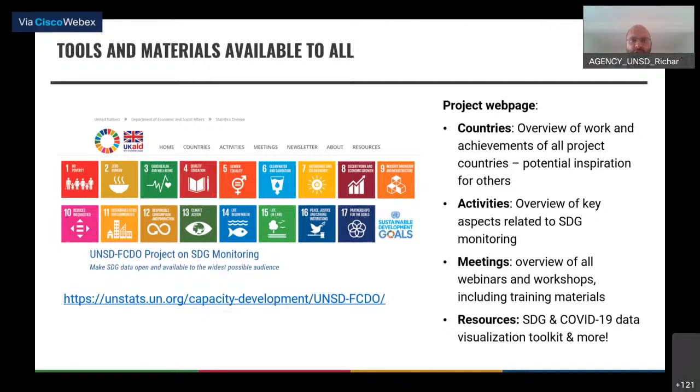The activities section, as the name suggests, provides information on some of the different activities which have made up the project, including those relating to SDG platforms, data and metadata compilation according to SDMX standards, and user engagement. And again, from here, you're able to access a lot of the information and resources which have been produced through the project.